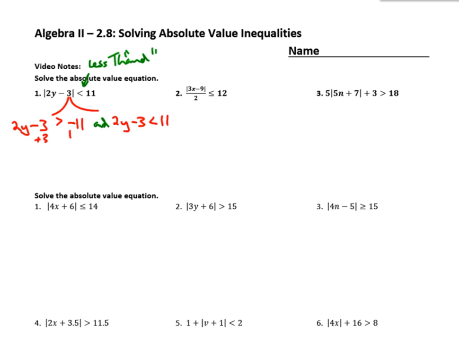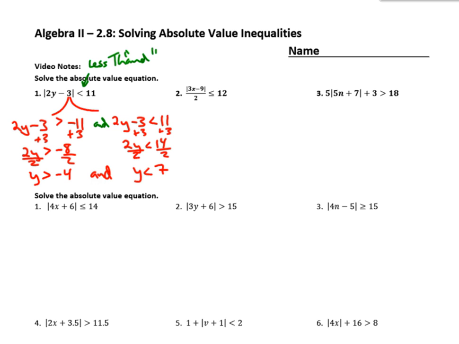I'm going to add 3 to both sides, add 3 to both sides. 2y greater than negative 8, divided by 2, and y is greater than negative 4. I did not divide by a negative, so I don't have to flip the inequality. Add 3 to both sides, I get 2y is less than 14, divide by 2, and y is less than 7. Okay, so this is an and equation.